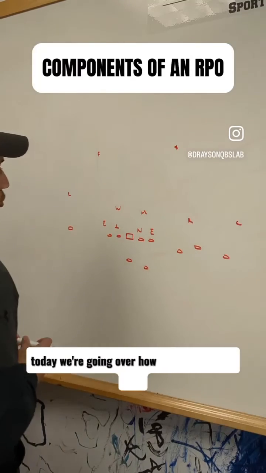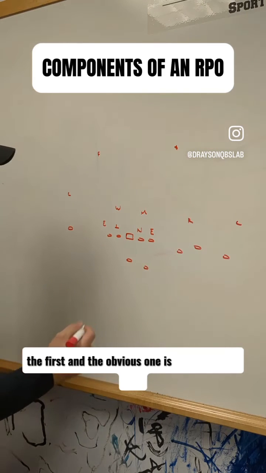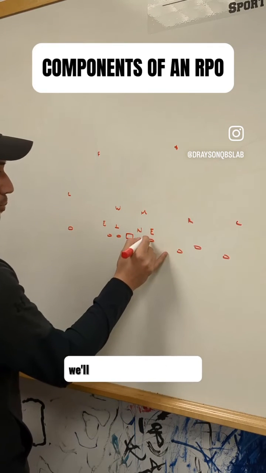All right, guys, today we're going to go over how we structure an RPO. What are the three components of an RPO? The first and the obvious one is the R portion of it, the run. So for right now, we'll just put up inside zone.